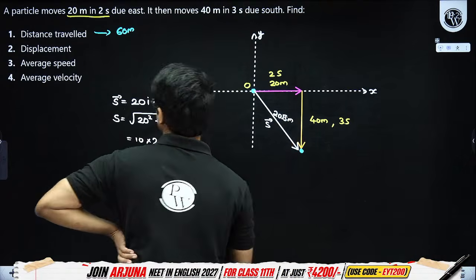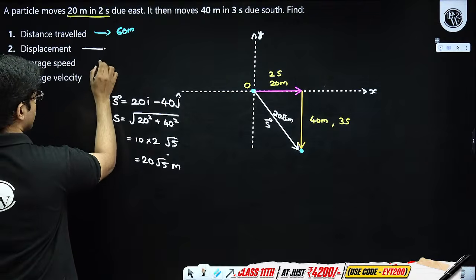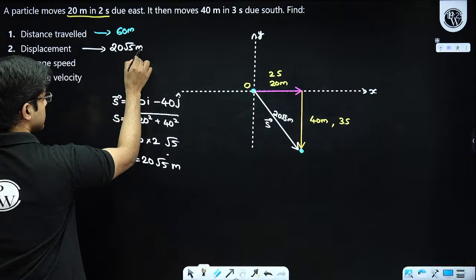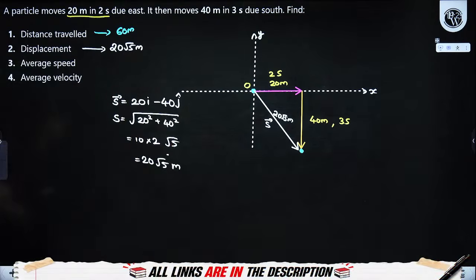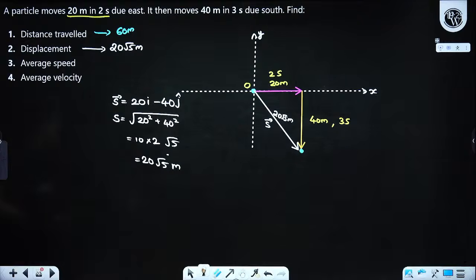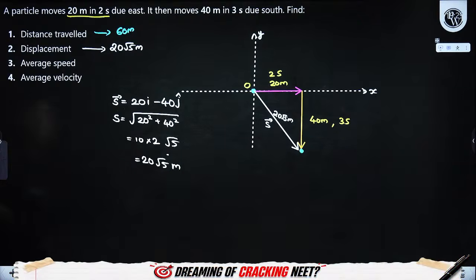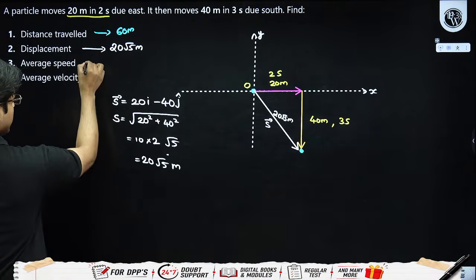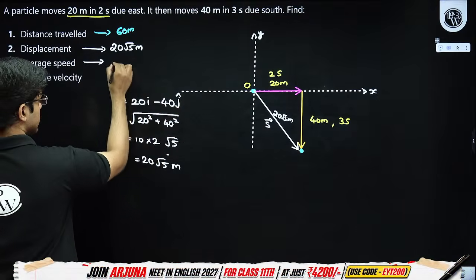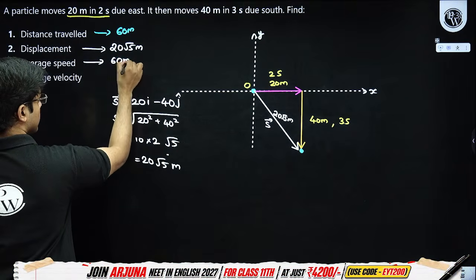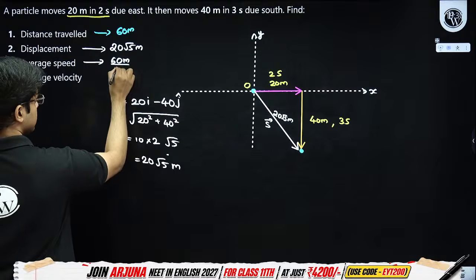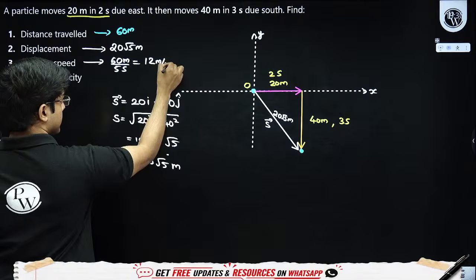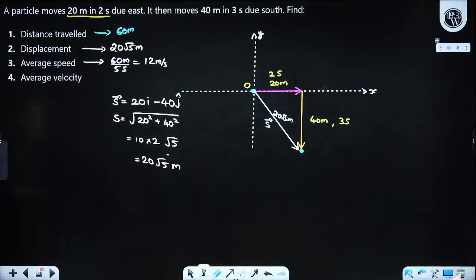So this is the displacement. If you want only the magnitude, it will be 20 root 5 meters. Great. So average speed. Now what is average speed? It's distance divided by time. Total distance in the journey is 60. Total time duration of the journey is 5 seconds. 60 divided by 5 is 12.